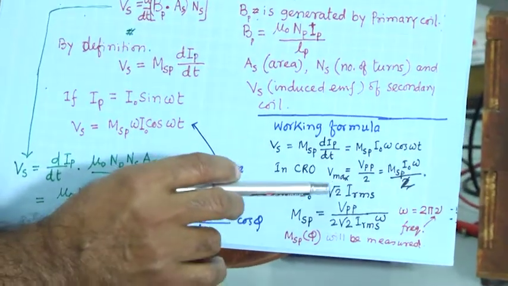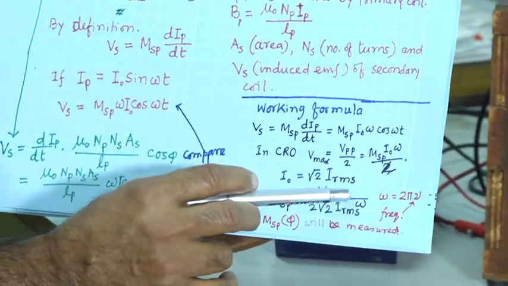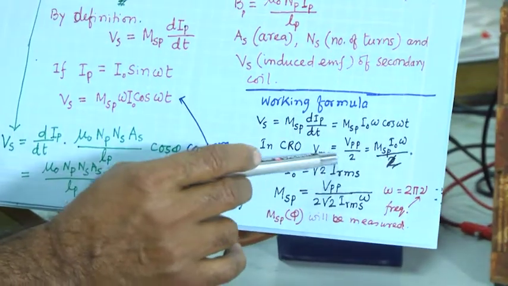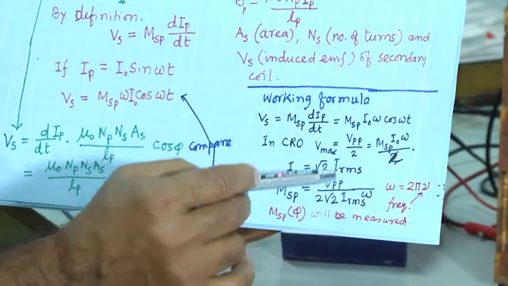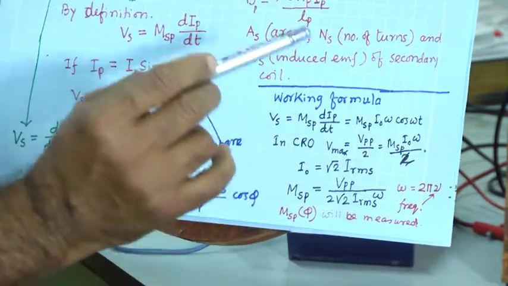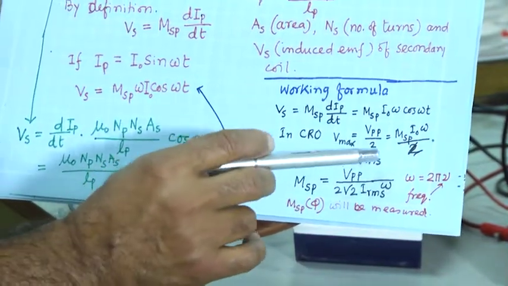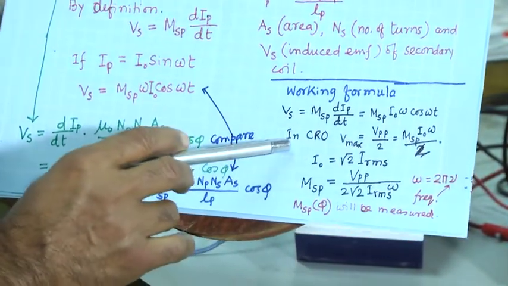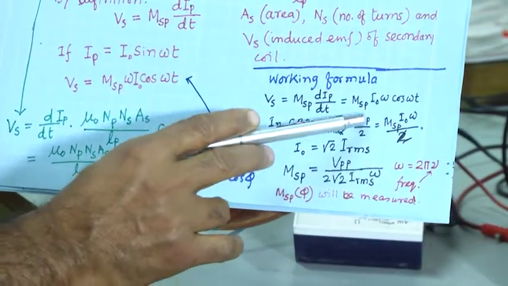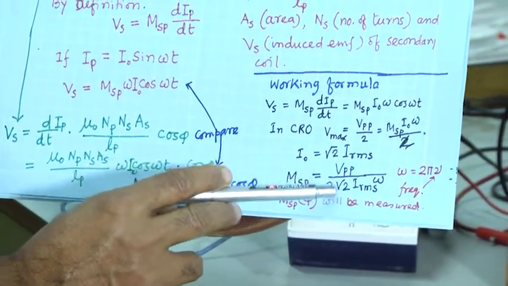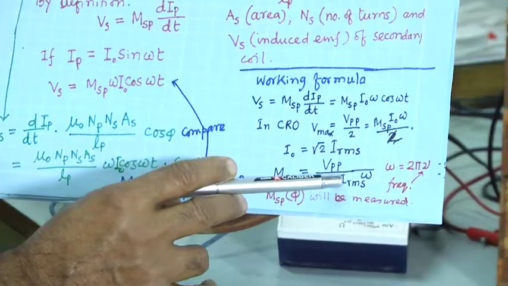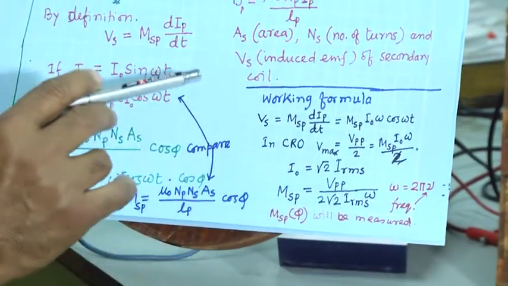So, I0 equals square root of 2 times I RMS. I will replace this I0 by this, and then I will get M from here, M you can find out. So, M equals VPP divided by 2 square root of 2 I RMS omega.